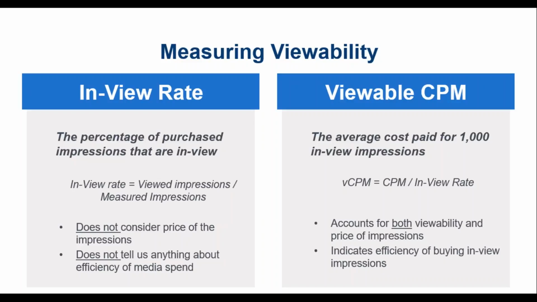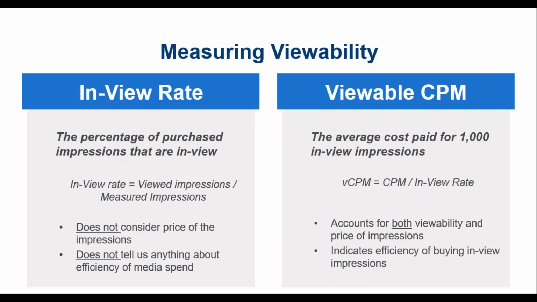The second metric is viewable CPM, or vCPM. This metric does account for the cost of the purchased ad impressions. vCPM is calculated by taking the CPM paid for the media and dividing by the in-view rate. So in this instance, the lower the in-view rate, the higher the vCPM is going to be. To illustrate these metrics, imagine a scenario where you purchased 1,000 impressions for $5.